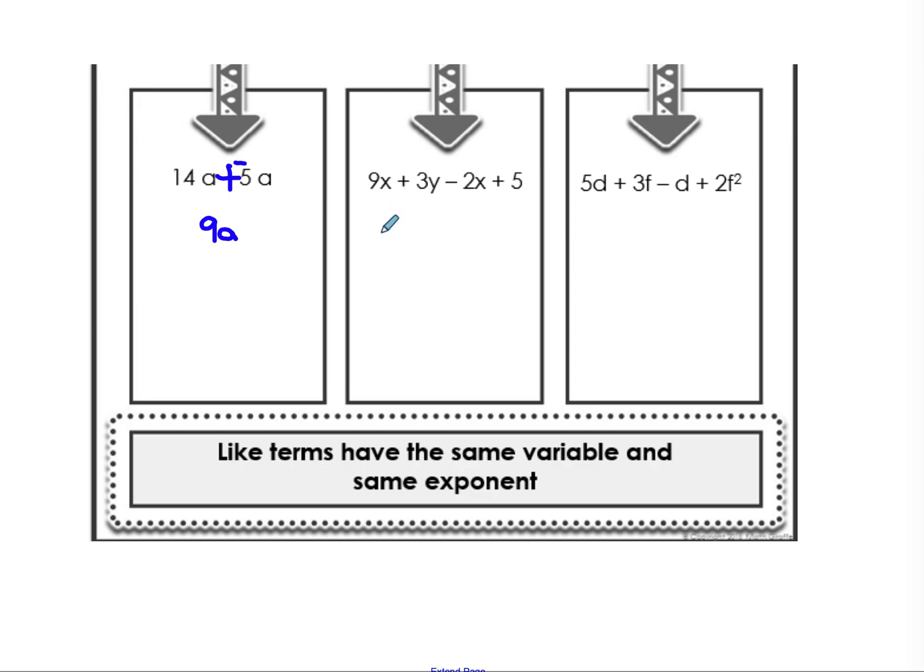All right, let's take a look at this next one. 9x plus 3y minus 2x plus 5. So I'm going to start by doing some boom booms. Boom, change to addition. Boom, change the sign. Okay, now I'm going to need to use some properties. I didn't need to use any properties on that last one because I only had two terms to combine. I see like terms 9x and negative 2x. I need to put them next to each other. I'm going to use my commutative property. 9x plus negative 2x plus 3y plus 5.